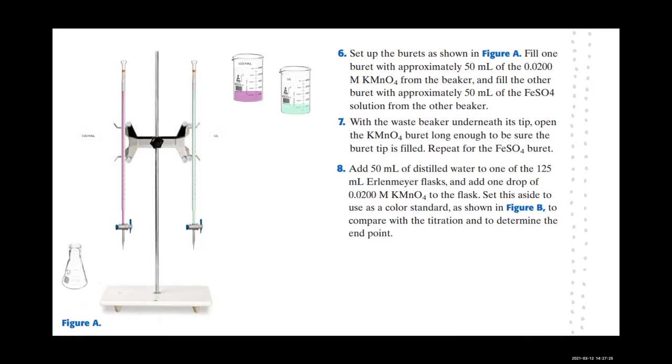Add 50 milliliters of distilled water to one of the 125 milliliter Erlenmeyer flasks and add 1 drop of the potassium permanganate to the flask. Then you're going to set this aside to use as a color standard for comparison later on in the titration.